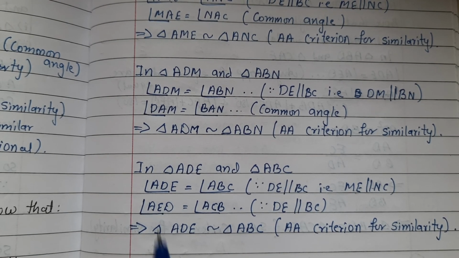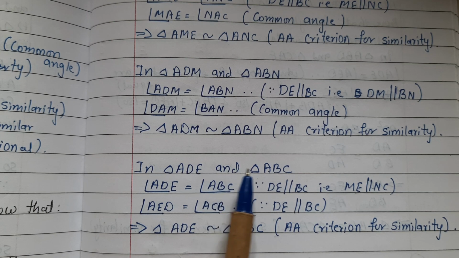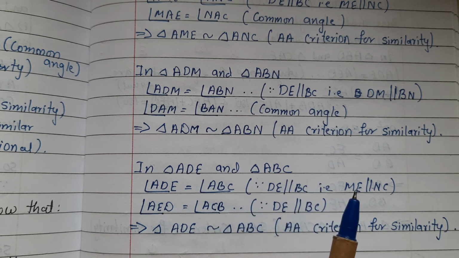Third pair, in triangle ADE and triangle ABC, angle ADE is equal to angle ABC since DE is parallel to BC. And angle AED is equal to angle ACB, DE parallel to BC. Implies triangle ADE is similar to triangle ABC, AA criterion of similarity.